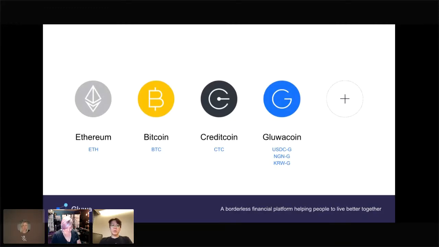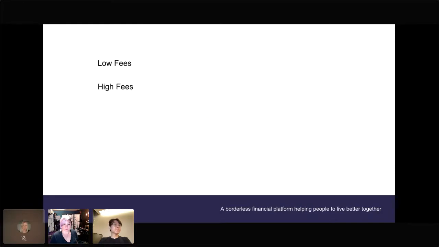Under the hood, Gluwa is an interoperable blockchain system built on top of Ethereum, Bitcoin, Creditcoin, and more. Each blockchain serves a specific purpose in this system. We use Ethereum as the base layer blockchain where the payment finality is confirmed. Thus, we have been using Infura for years.